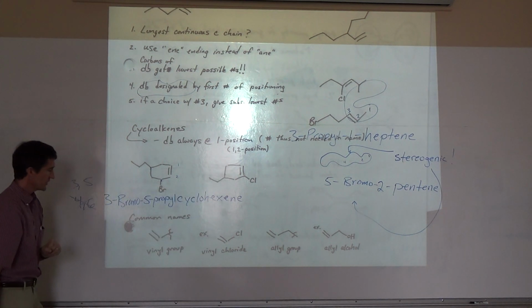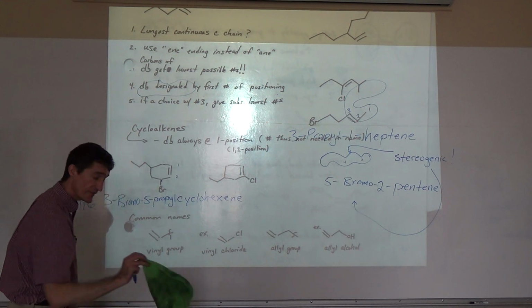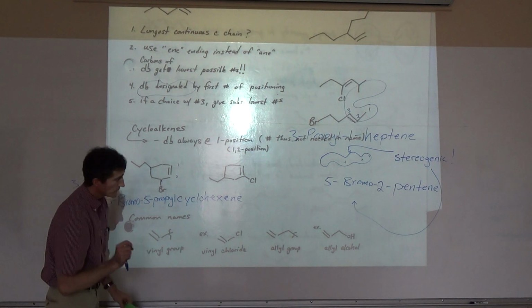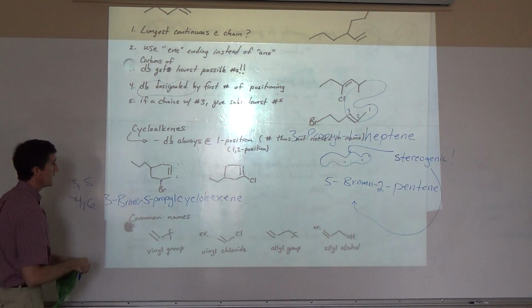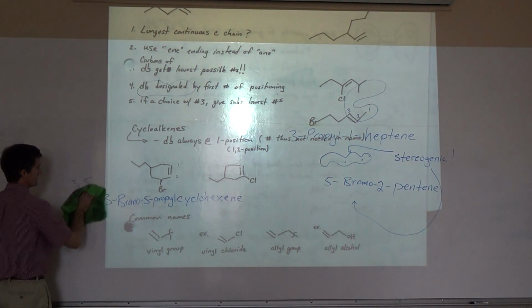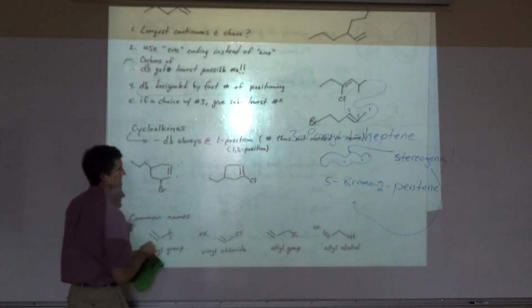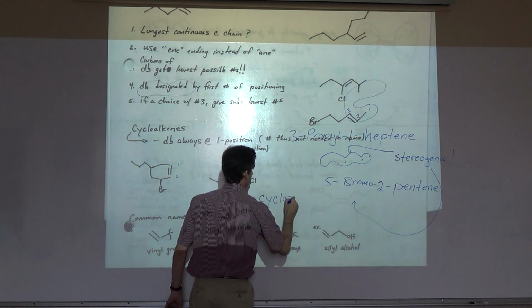Let's try another one over here. What size ring do we have there? It's a 5-membered ring, so it's going to be a cyclopentane. But we're going to change that ane ending to ene because we see the double bond. And so this is going to be cyclopentene.